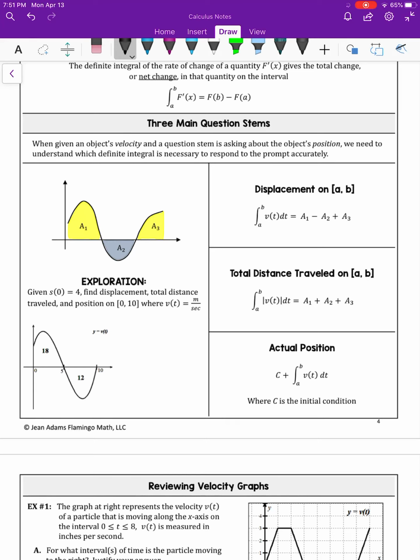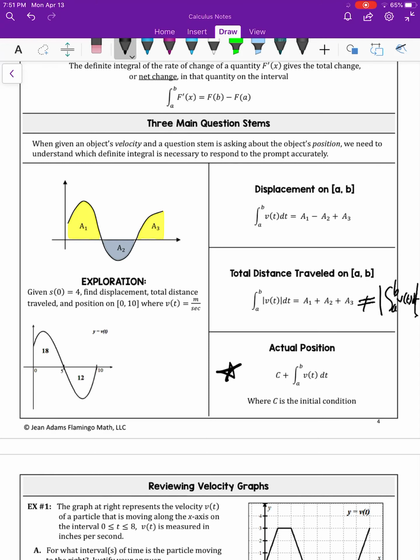Total distance traveled is going to be the integral of the absolute value, which is not the absolute value of the integral. Okay, so please be careful. This does not always equal the absolute value of the integral. Does not equal that, right? So please be careful of that.